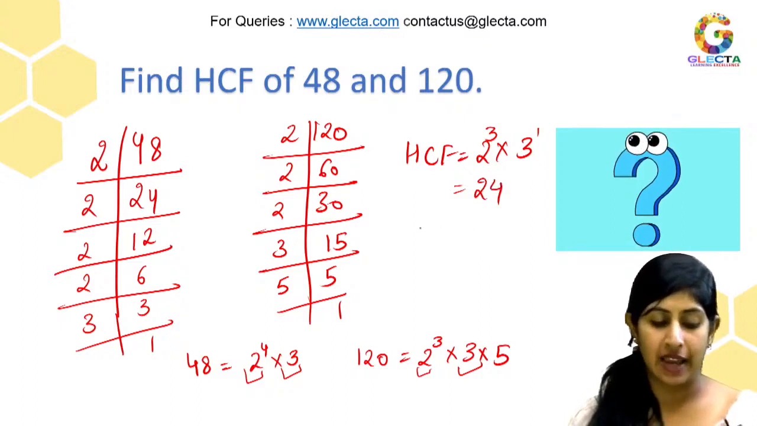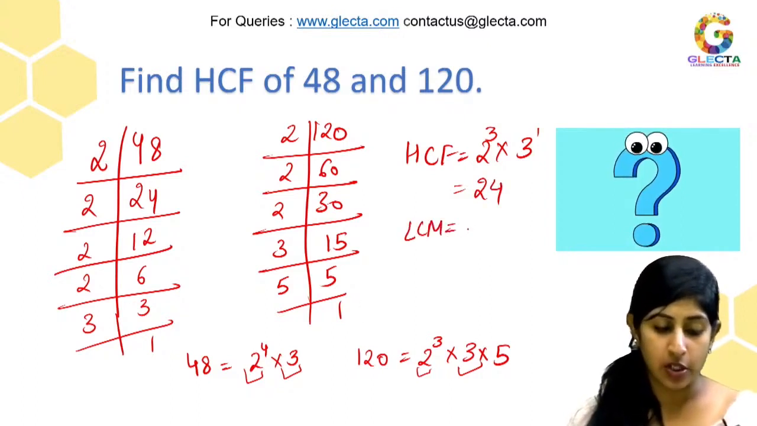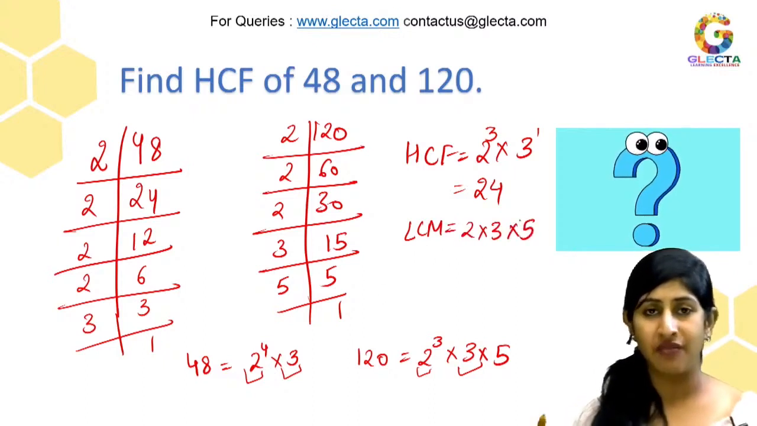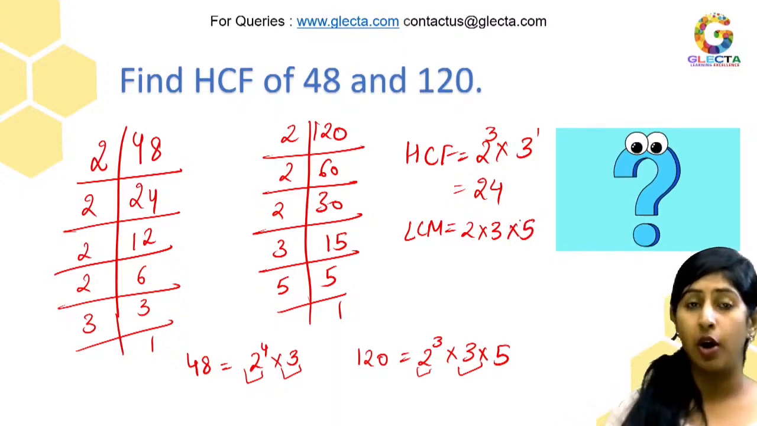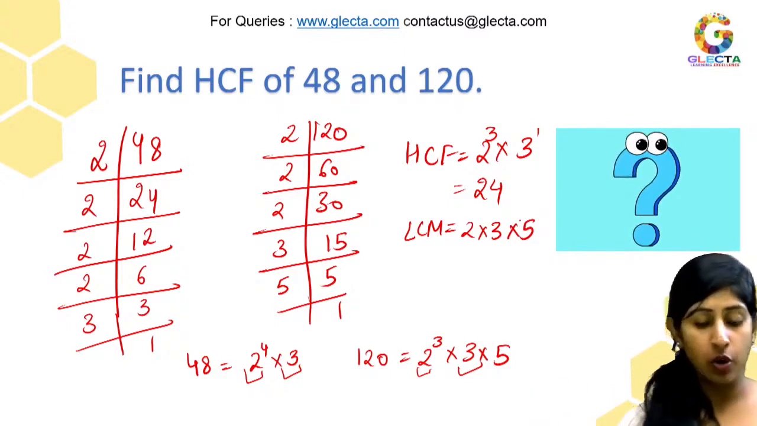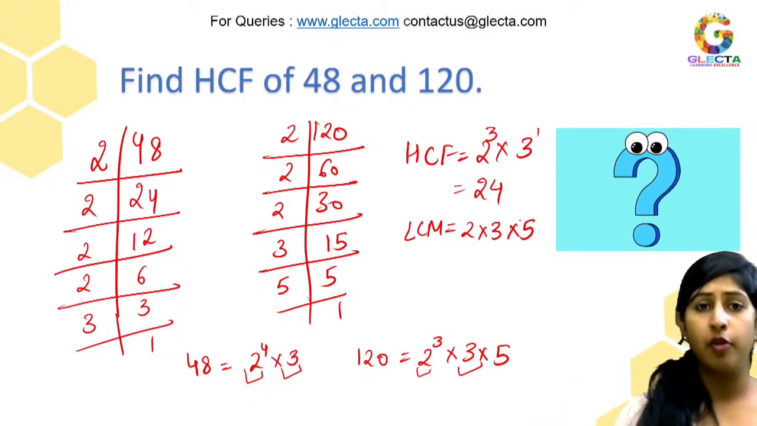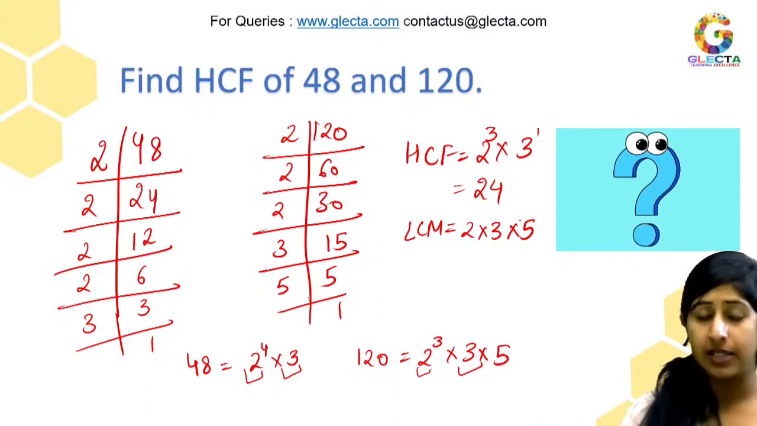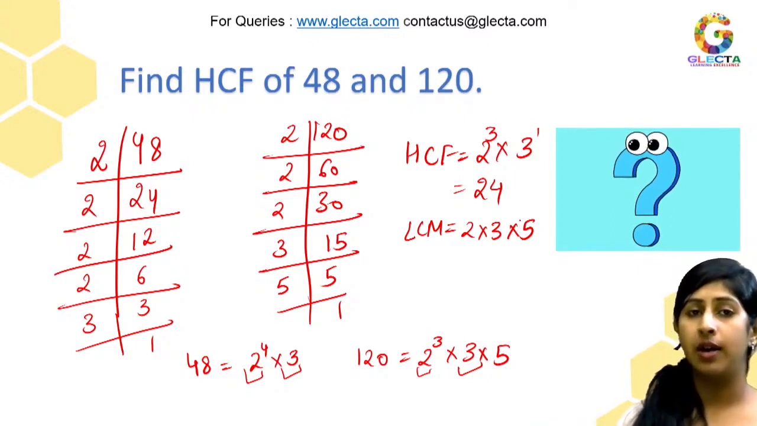So that's my HCF. Try to find the LCM. What will be the LCM? I have to write all the prime factors, that is 2 into 3 into 5. These are my prime factors. Now don't get confused. I'm not writing all the factors of 48 and then all the factors of 120. I'm writing simply the prime factors together, right? And then I'm seeing what power I should put.